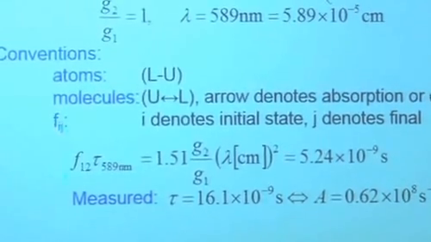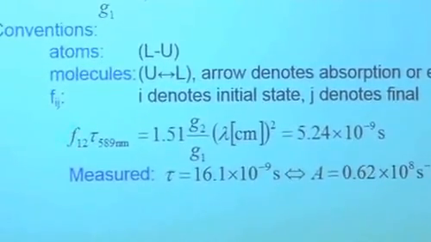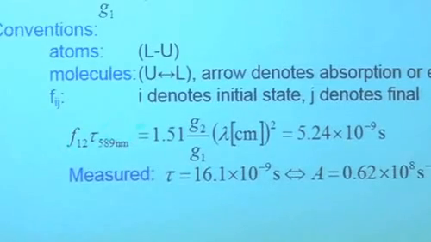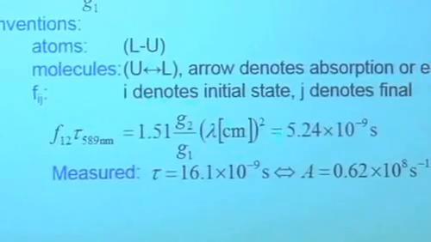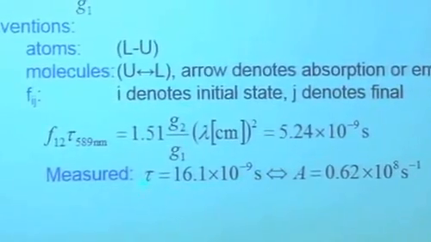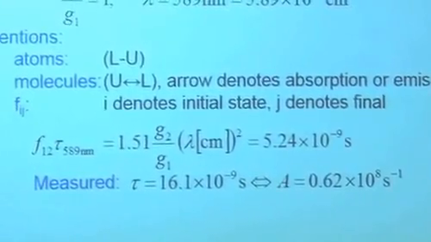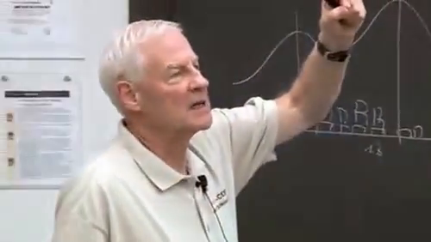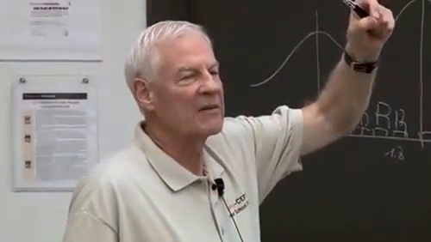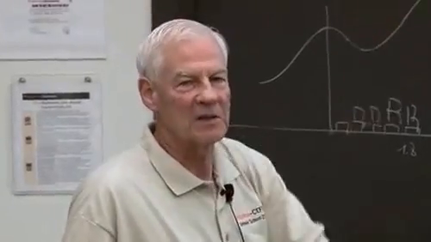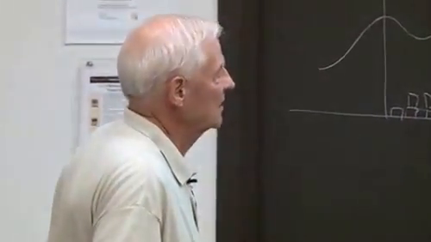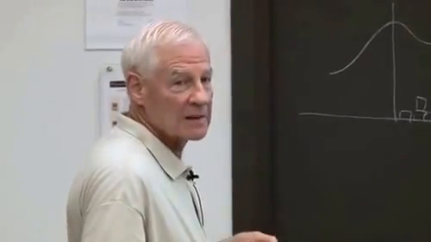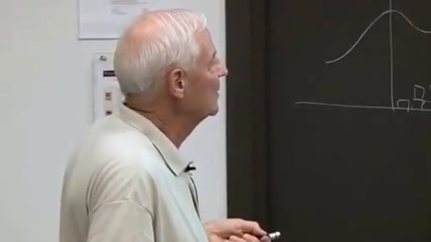So here's our expression again, this F. What's tau? Tau is 1 over A. So F tau is this number, and at this wavelength, it's just a number. And the measured tau, what is tau? If the atom is in the excited state and it's left alone, what's the average length of time before it emits? It turns out to be 16 nanoseconds. You can measure that. So if you measure that, you've just determined A.